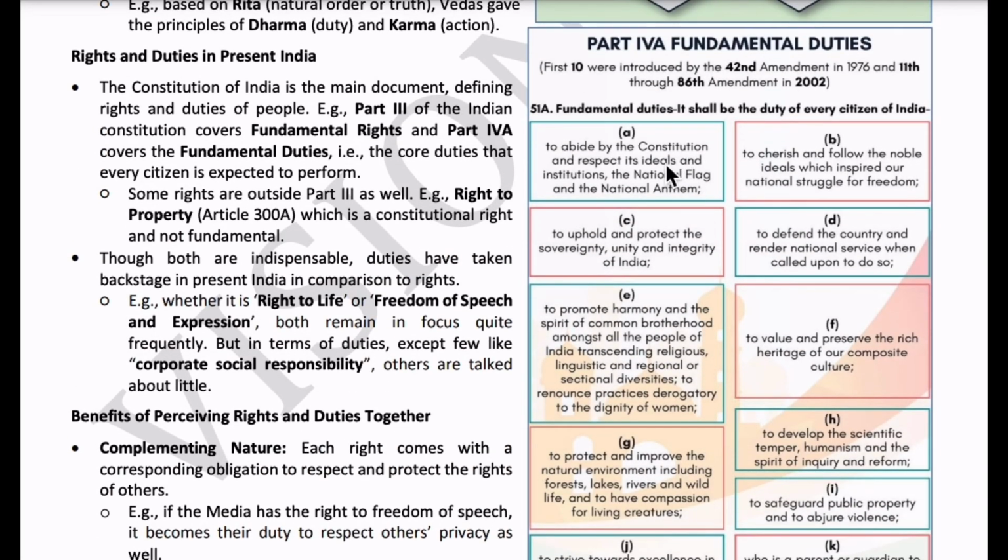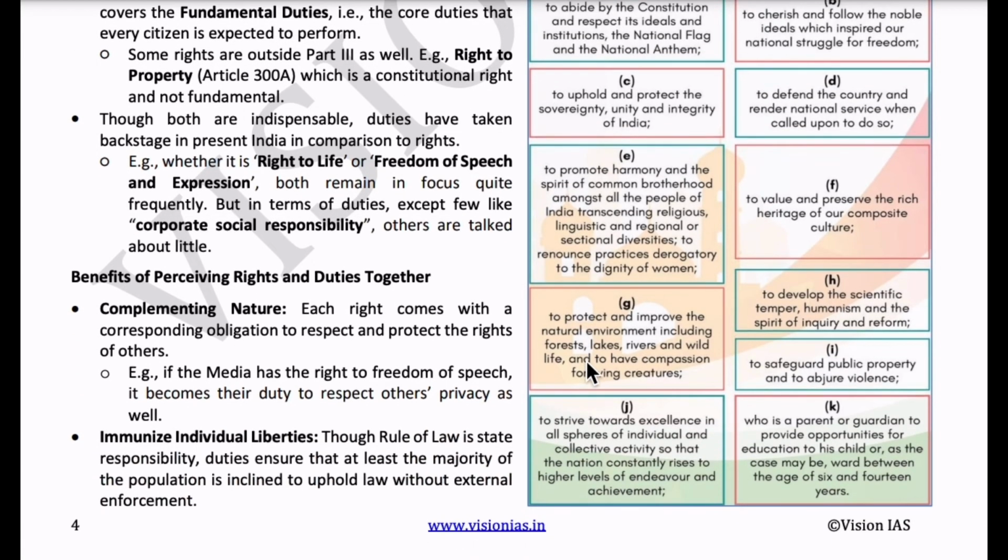That means we have to respect our constitution, the ideals of our institutions, the national flag and national anthem. We have to cherish and get inspired by the ideals of the national struggle for freedom, and we have to protect the sovereignty, unity, and integrity of India. We have to defend our country and serve our nation. Next, we have to promote harmony and brotherhood. We have to preserve our rich, diverse Indian culture, develop humanism and scientific temper, and protect the national environment, including forests, lakes, rivers, and wildlife, and show compassion for living creatures. We have to safeguard public property.